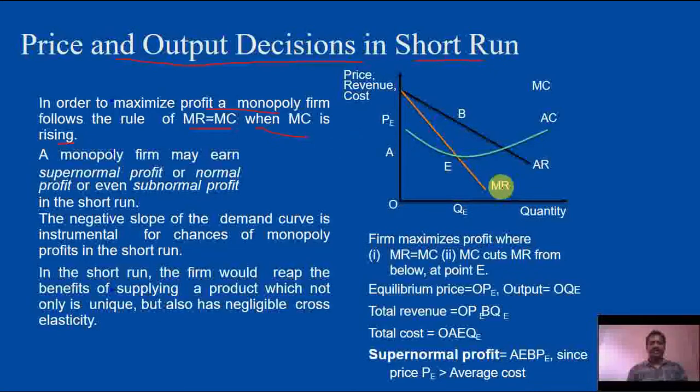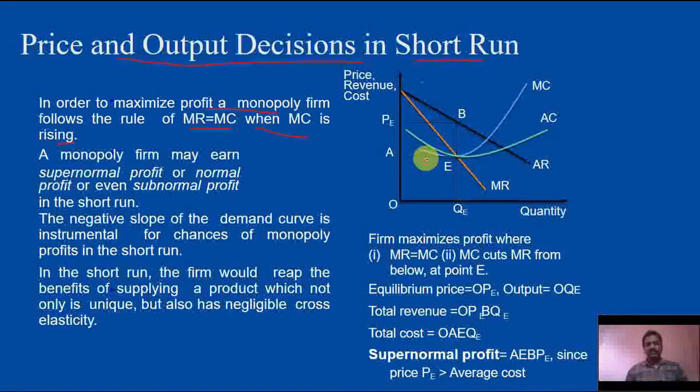Now MR is there, and now we're going to have MC also. Where MR equals MC, the equilibrium output is determined, that is the equilibrium output. This line is tangent to the price line, that is the per unit price line, OPE is the price line, and the average cost line is tangent to the point.